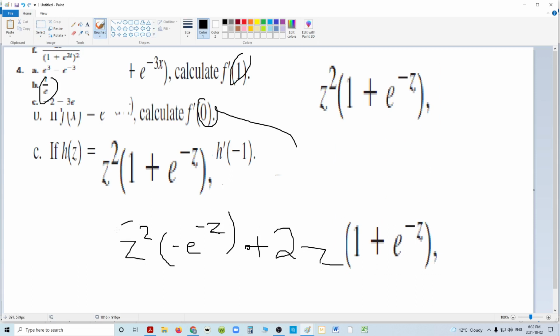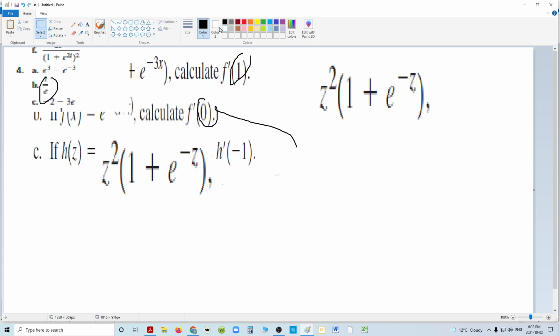So minus 1 squared becomes 1. So I'll get rid of that. E to the minus z with a negative in front. Well, I should have just kept it as that. I don't think I did the first derivative. Let's try it again so I don't screw it up too.